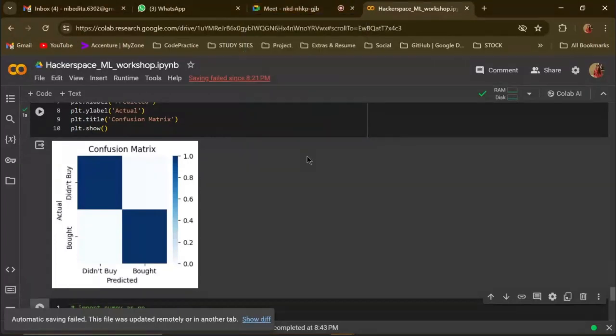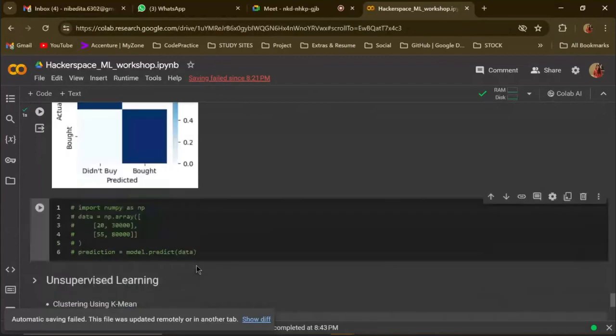No one. How do you know that? Because if I look at the graph, no part of the graph is plotted for actually bought and predicted did not buy. Okay, you mean this lower part, right? Correct, the answer is correct. The number of people who bought the house but were predicted as did not buy is zero. This white color represents zero.